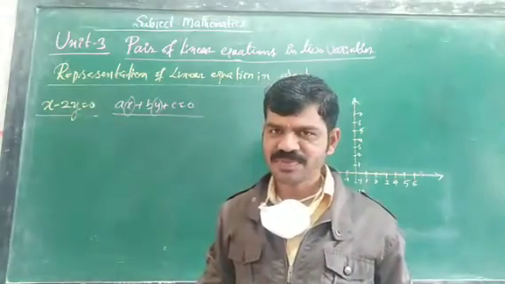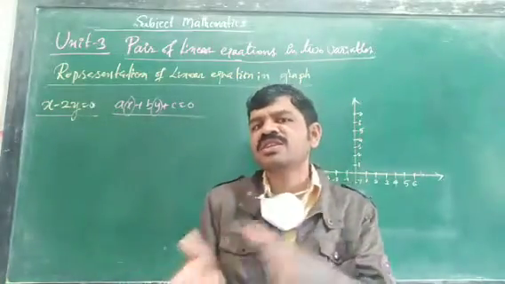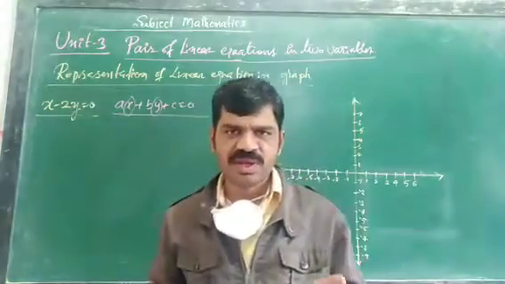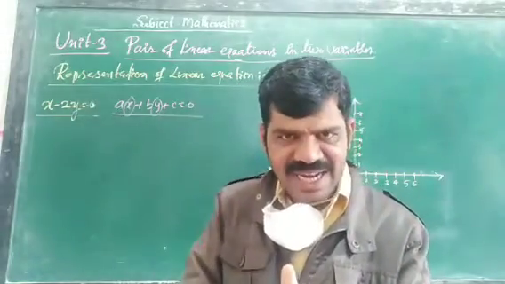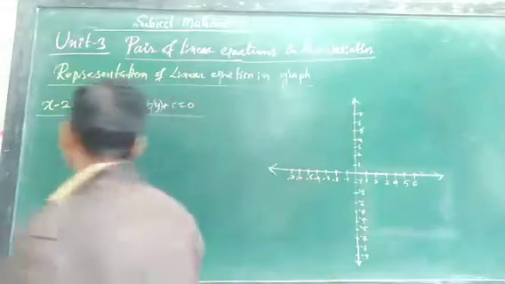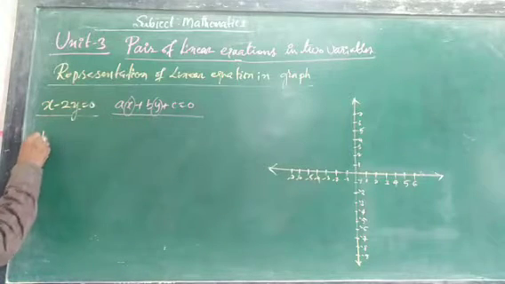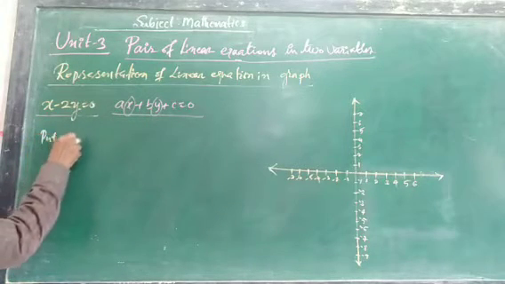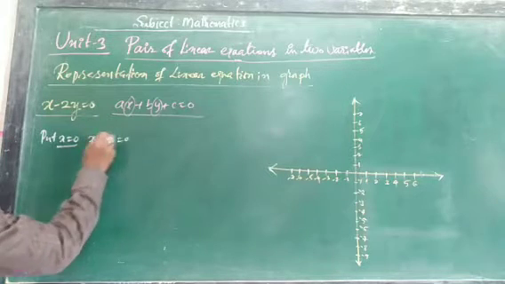Okay. So we represent this. In order to represent this equation in a graph, we need to provide values for x and obtain the value of y. How? Let us see. Here we are going to take a value for x. Put x is equal to 0 here. So x minus 2y is equal to 0. This is the equation.